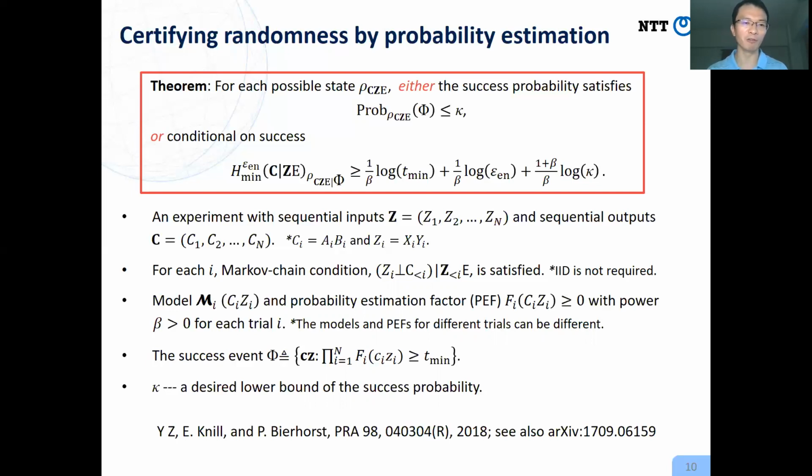Similarly, for a trial, we can describe it by a model, and then we can construct a function called a probability estimation factor. Later, I will tell you the details of this step. Once we have PEFs, we can take the product of the PEFs over all observed trials, and then check whether the product value is larger than some threshold. If it is, then our experiment succeeds, and we can certify the amount of randomness.